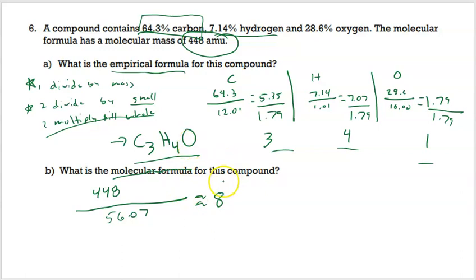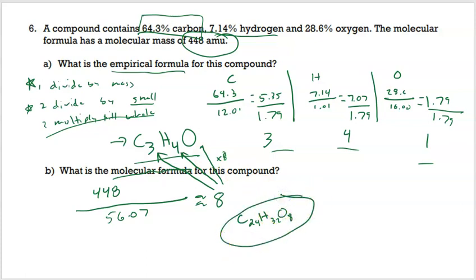All right? So what that means is I'm going to multiply the 3 and the 4 and the 1 by 8. So 3 times 8 is 24, so C24. 4 times 8 is 32, so H32. 8 times 1 is 8. All right, so again, lots to remember there, but with practice, you guys will get this.